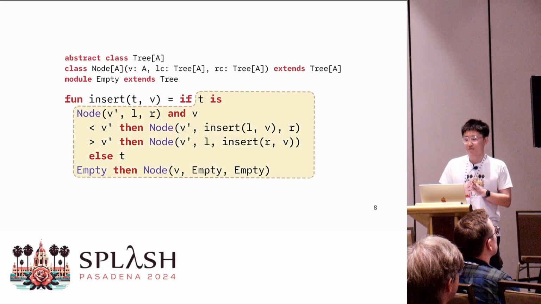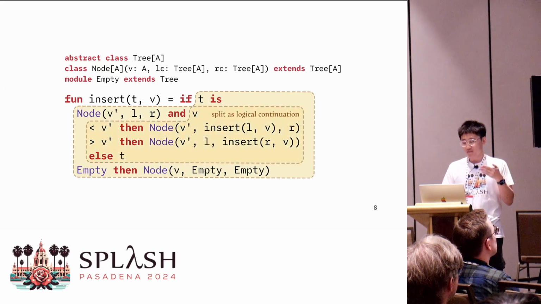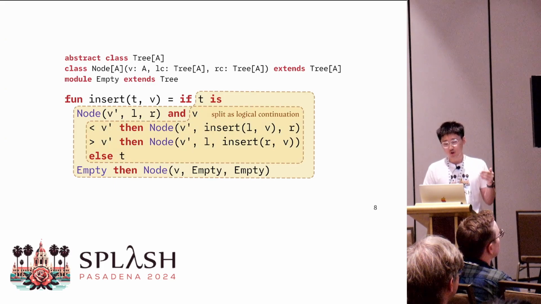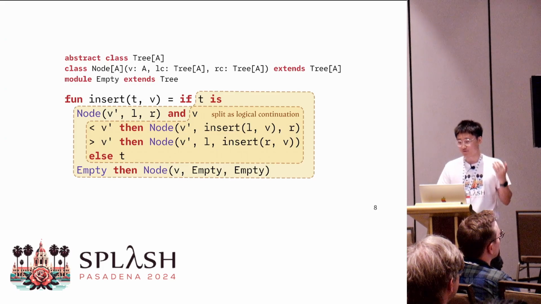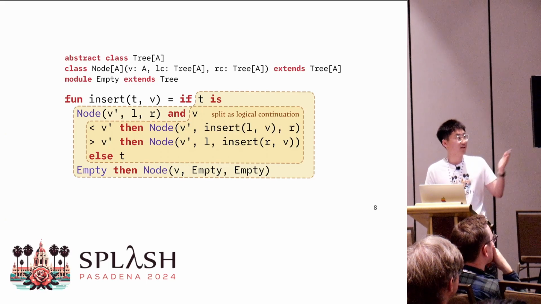We first check if the tree is null or empty. We have seen this before. And the point is that we can attach nested splits to the logical continuation of the first case. We can even split after the left-hand side value and before the operator.